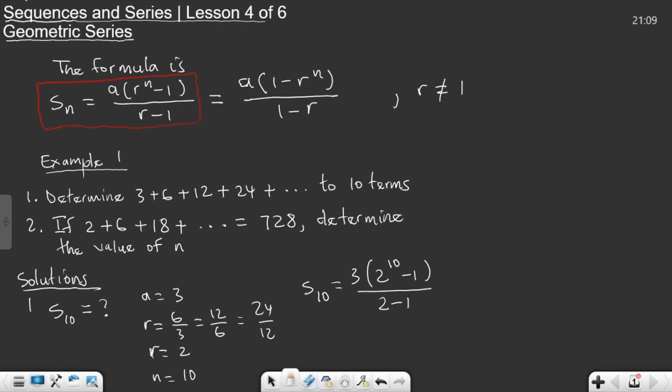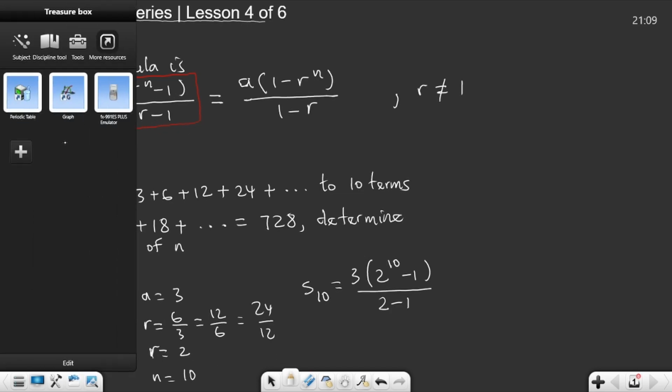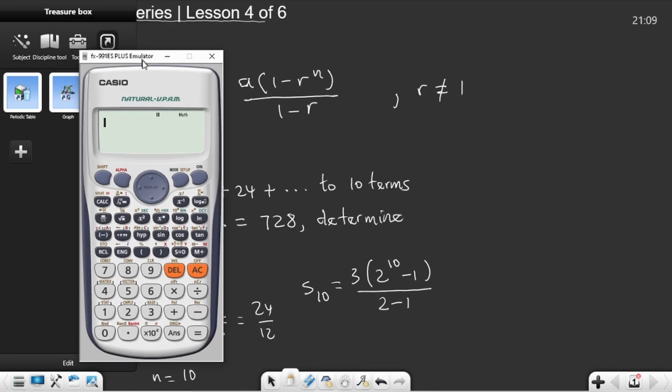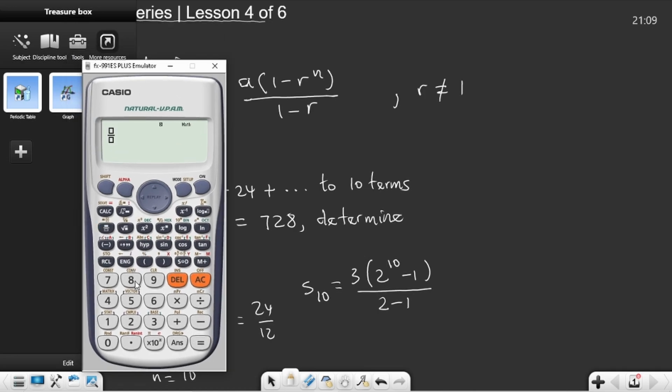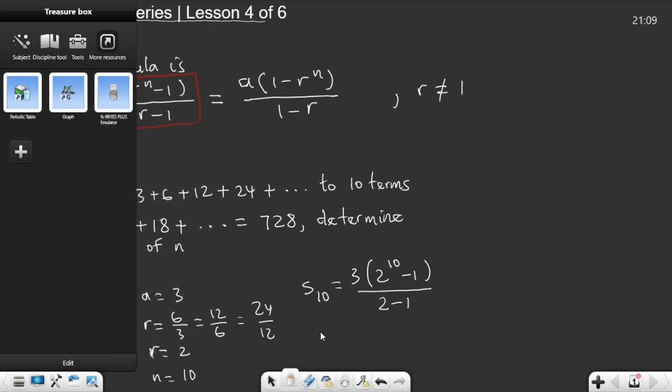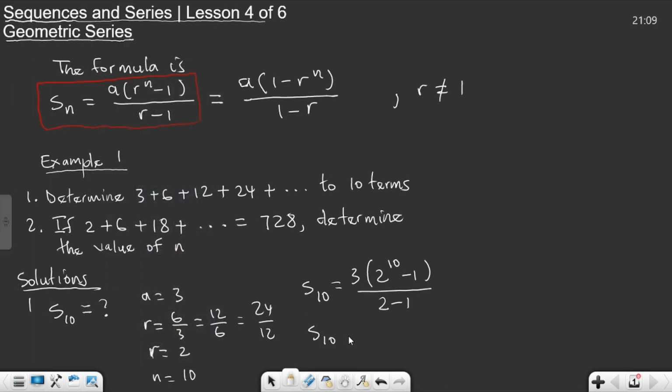Okay, let's plug in our calculator and see what the answer is. This is the calculator. We have 3, 2 to the power of 10, minus 1. We have 2 minus 1. And this is the answer: 3069. So S10 is equal to 3069. Okay, this is the answer to question 1.